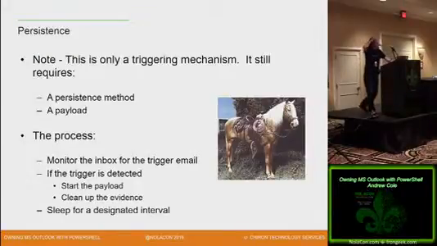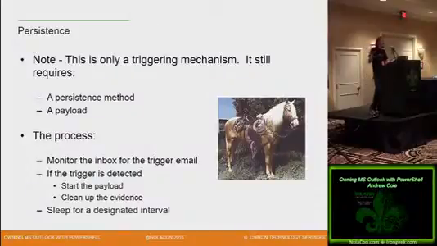So what the script's going to do in a nutshell, it's going to monitor the inbox looking for a particular trigger email. It's going to look for a particular username and subject line. So whoever it comes from and the subject line, if they match what we have set in the script, it'll then start whatever payload we tell the script to point to.